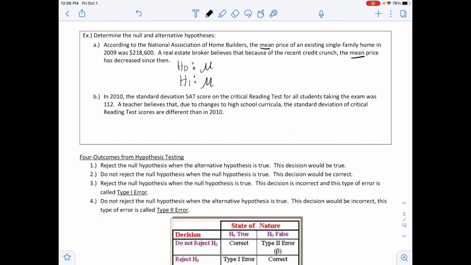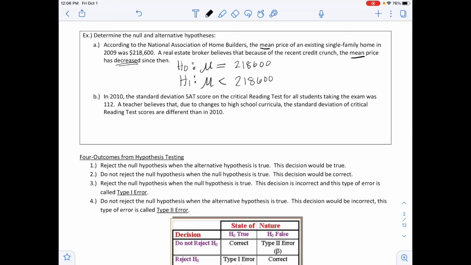Our null hypothesis always has an equal sign, and our alternative depends on the wording in the problem. And for this, if you read the last sentence, it says that the mean price has decreased since then. So we're going to say less than. And that value that goes in there is the amount that we thought that it was, which is that in 2009 was $218,600. And the number that you put here needs to match the number that you put down here. So this is our null and alternative hypotheses for this problem.